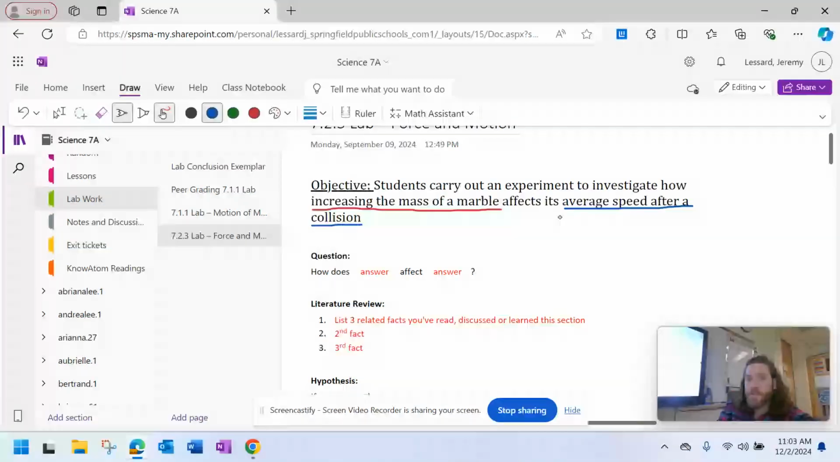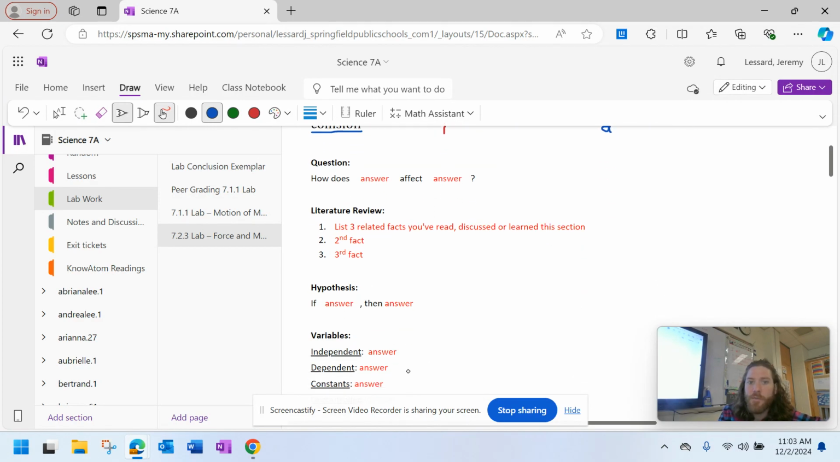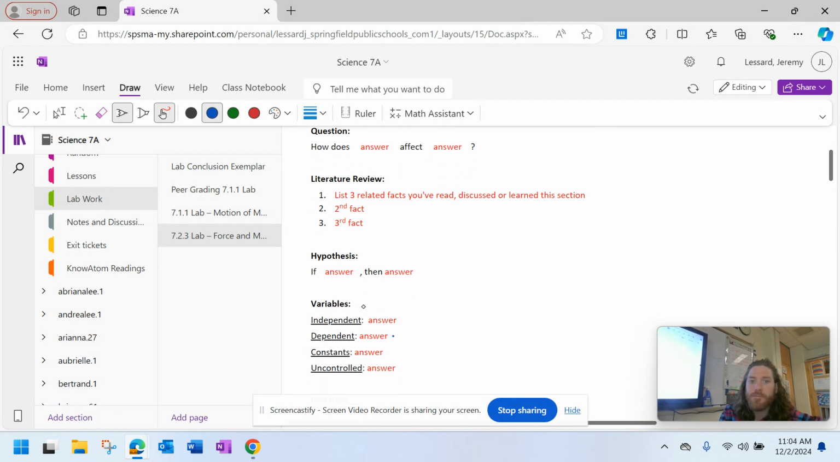Okay. So hopefully you've identified the mass of the marble is the independent variable, put an I there, and the average speed of the marble is the dependent variable, so I'll write a D there. And so we should type those in right here, dependent variable, independent variable. We're not going to identify any constants or uncontrolled variables at this time.